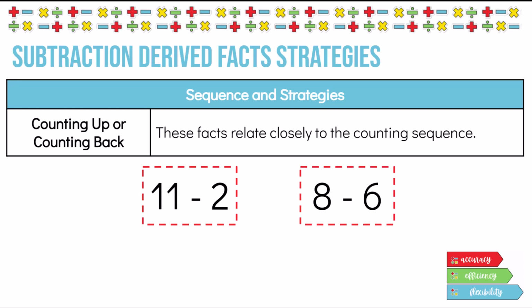In a problem like 8 minus 6, you may find it efficient to count up from the subtrahend, or in this problem, the 6. So if I start at 6 and I count up 7, 8, I realize that the answer is 2. Conceptually, this connects to subtraction as compare, finding the distance or difference between the two numbers.